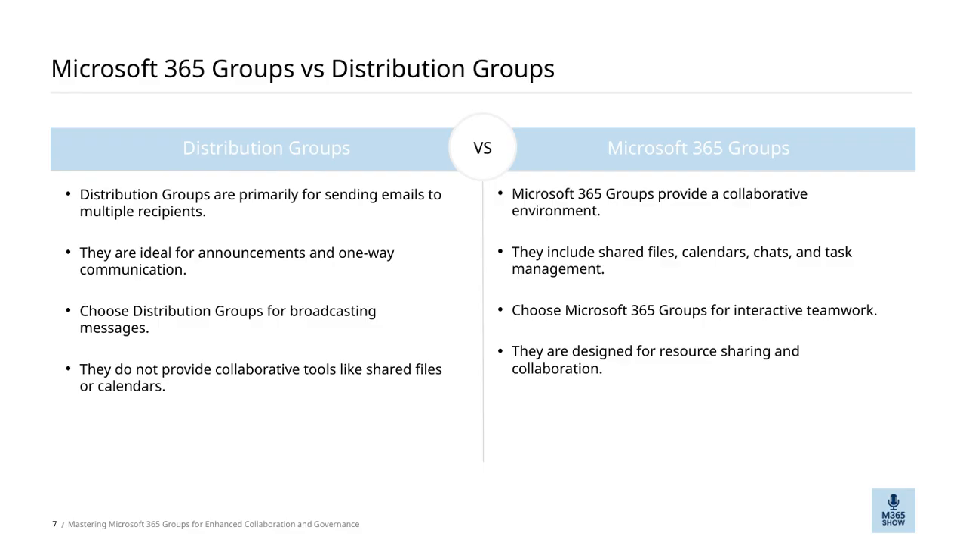On the other hand, distribution groups are primarily for sending emails to multiple people at once. They're perfect for announcements or one-way communication where you just want to broadcast a message. However, they don't include collaborative tools like shared files or calendars. So, if your goal is to enable active collaboration, Microsoft 365 groups are the better choice. If you need to send out a quick message to many recipients, distribution groups will serve that purpose well.